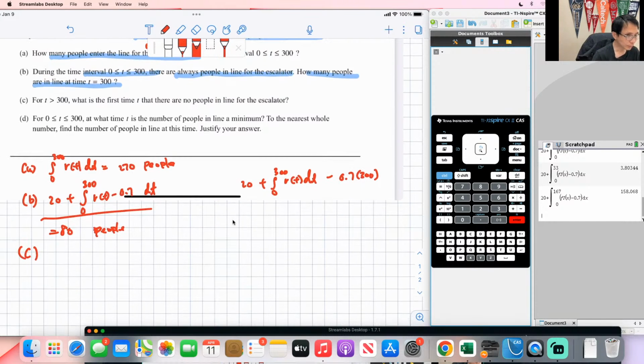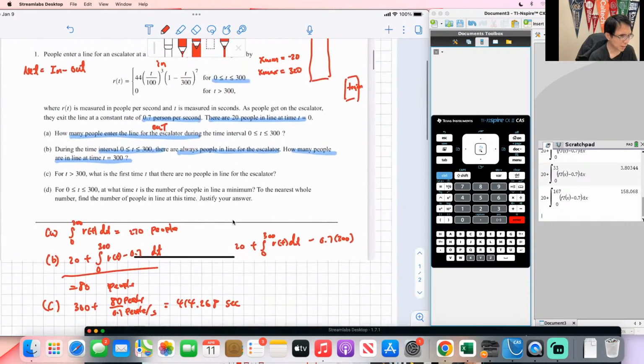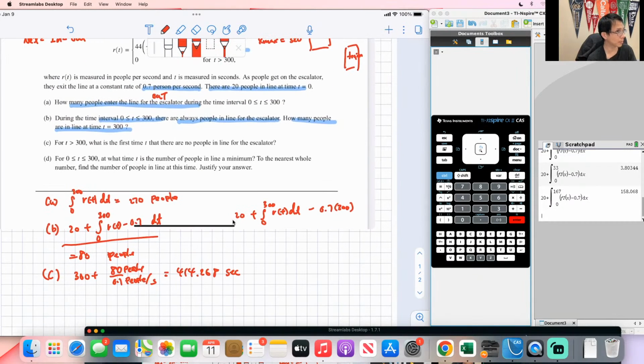C. Now, they say t is greater than 300. So some of you guys got 114. It's already started bad, but you had the right idea, right? So it's going to be 300 plus, well, I ended at 300 seconds. I have 80 people left. So it's going to be 80 divided by 0.7. This is the people, and this is the people per second, and so that's going to cancel out to be seconds. So it'll be 414.268, I think. And that's how you had to write it, and that's how you get all the points.